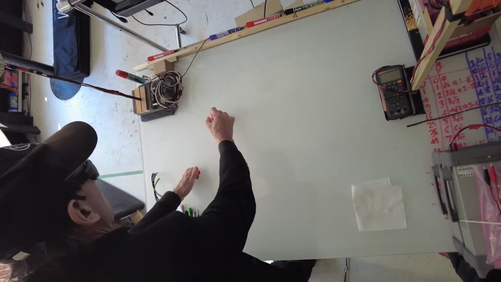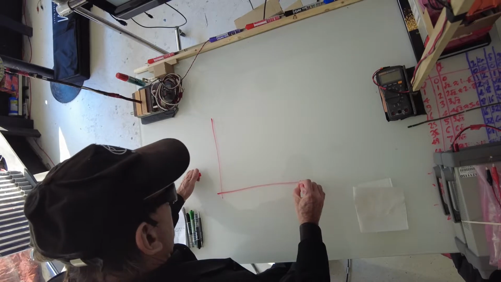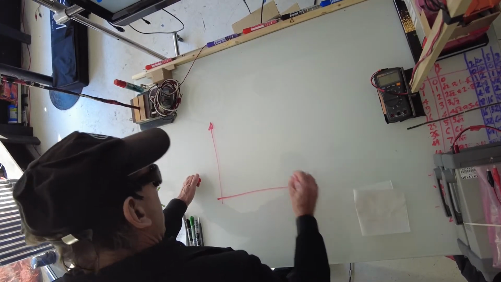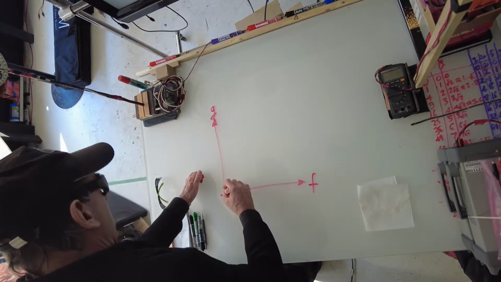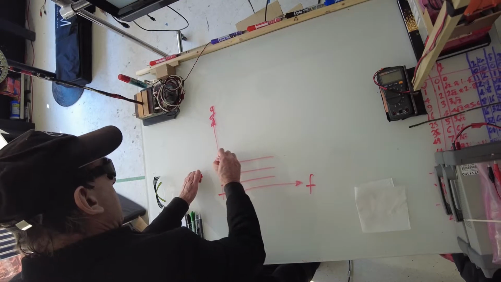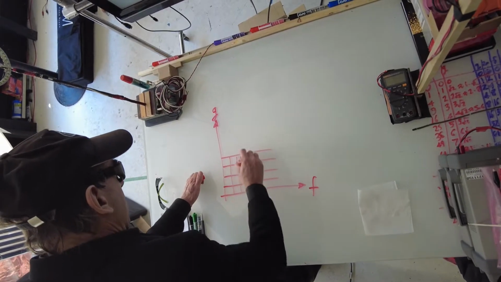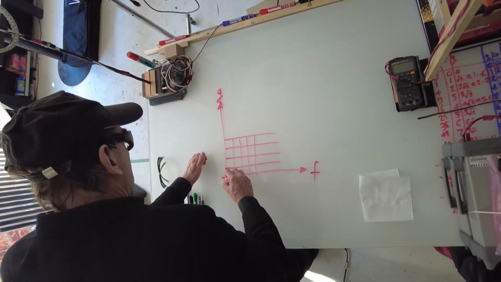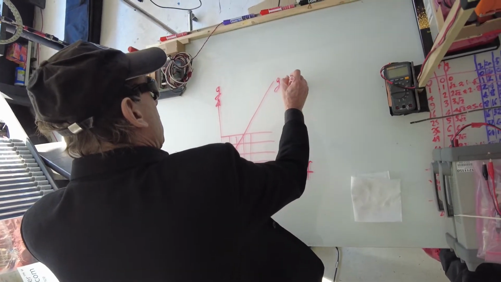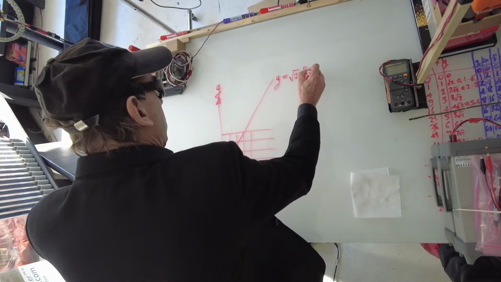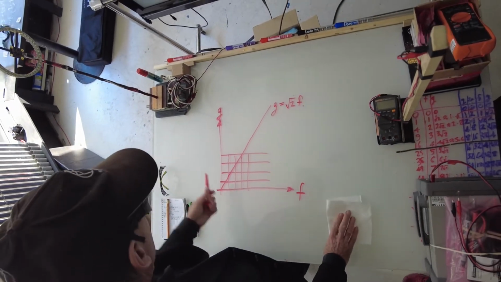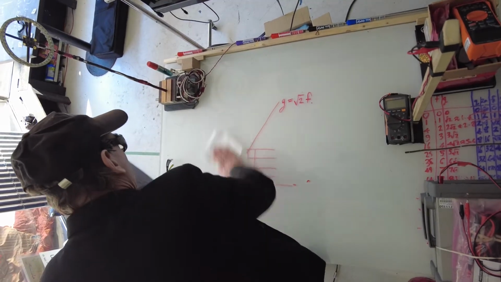Okay, so let's take a simple example, like we had before. This is a typical example. We've got F and we've got G, and let's say the slope is the square root of 2 roughly. G equals root 2 f.